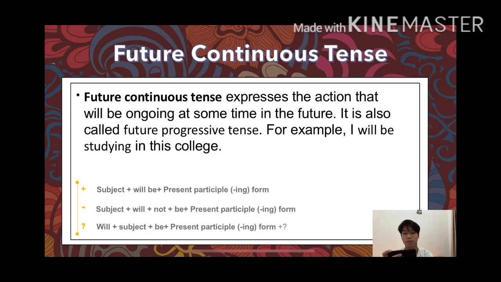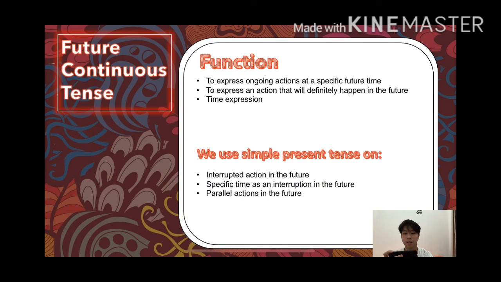Okay, the next one is future continuous tense. Future continuous tense expresses an action that will be ongoing at some time in the future. It is also called future progressive tense. For example, I will be studying in the college. The function is to express an ongoing action at a specific future time, to express an action that will definitely happen in the future. Time expression.